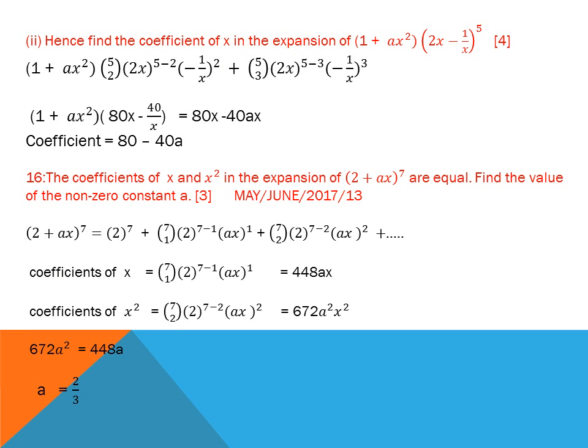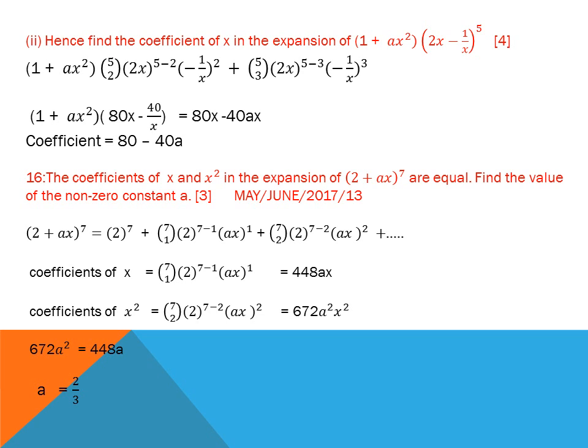So the coefficient is 80. We have also solved this question in previous questions. Same question. Hence find the coefficient of x in the expansion here of 1 plus ax square times this. So here we need the two terms 5C2 and 5C3, because in 5C3 I will find 1 over x. 1 plus ax square times 80x minus 40 over x. When 1 is multiplied by 80x it will become 80x. When ax square is multiplied by minus 40 over x, we will find minus 40ax. So this term also takes the coefficient of x. The coefficient of x is equal to 80 minus 40a here.